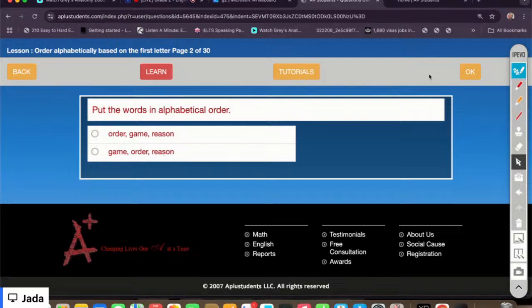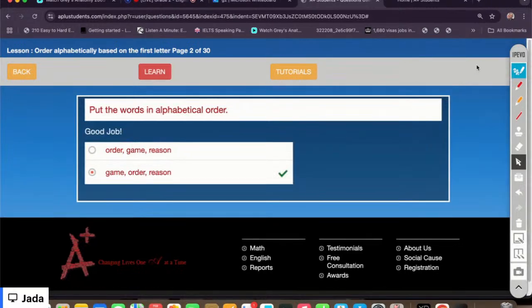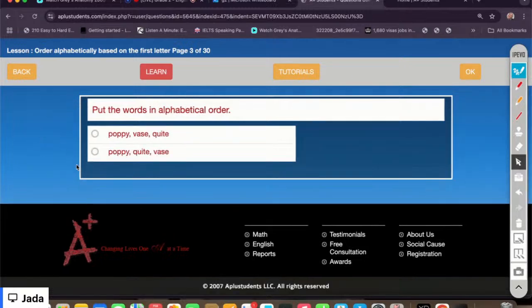So what is the right order? We have game, other, and then reason, because G comes before O and R. We have puppy, vase, and quiet. What is the right order for this?